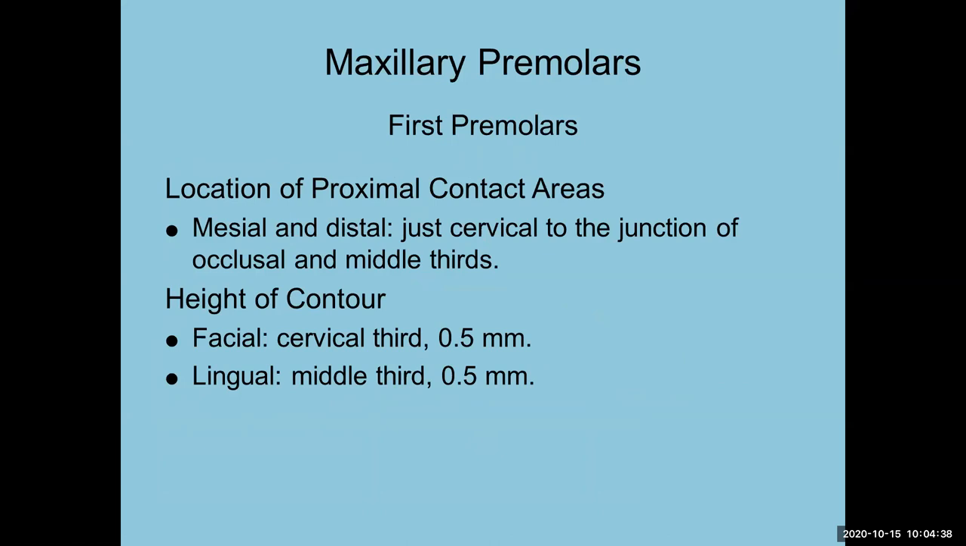Mesial and distal contact areas are cervical to the junction of the occlusal and middle thirds. The height of contour are pretty much the same, as far as the size of them, but look, the facial contour is in the cervical third. The lingual height of contour is in the middle third, and we've discussed that because it's the cervical third for the anterior teeth on the lingual.